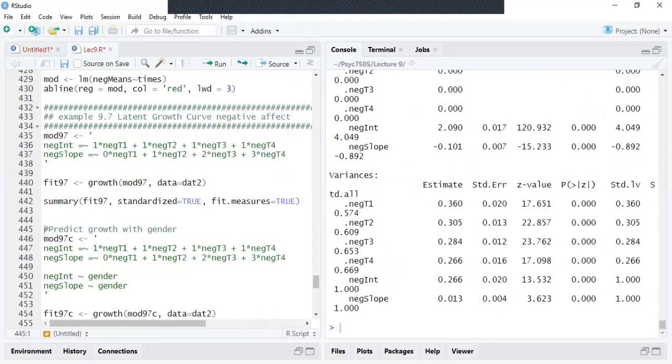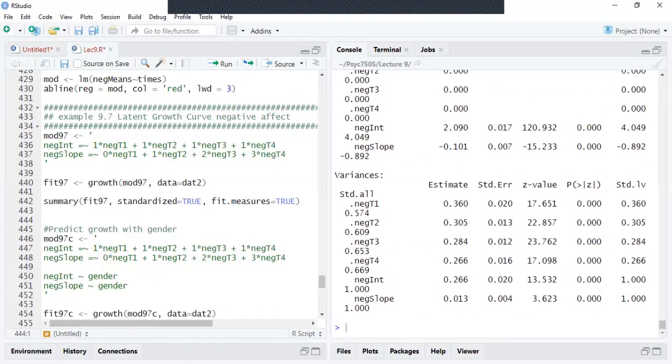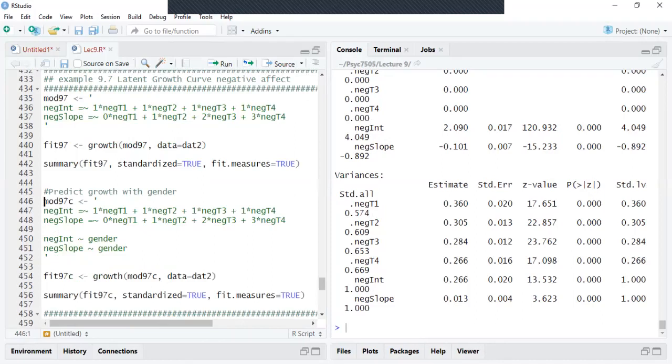So now I just want to show a few other examples of what we can do with these models. So we could add in additional predictors. Now I could take the same model and say, I'm going to have gender, that 0, 1 variable, predict the intercept and the slope. Are there differences in gender in initial score? So negative affect intercept here. What this is doing right here: differences in gender at time 1 on negative affect. And are there differences in gender in the change in negative affect across time?